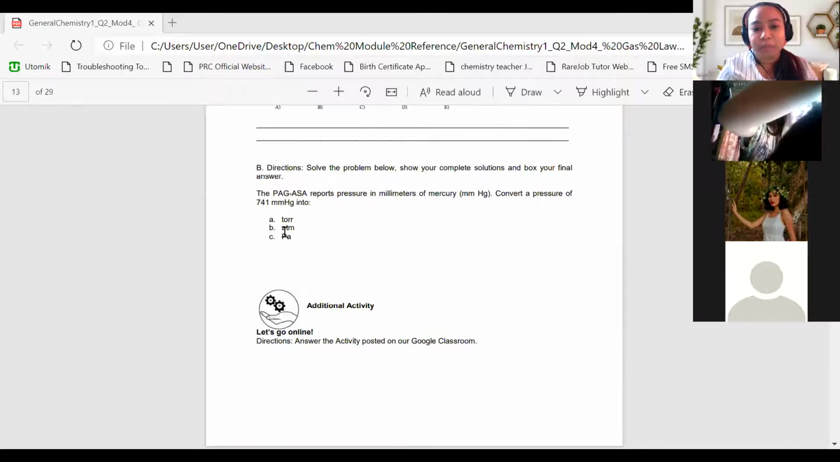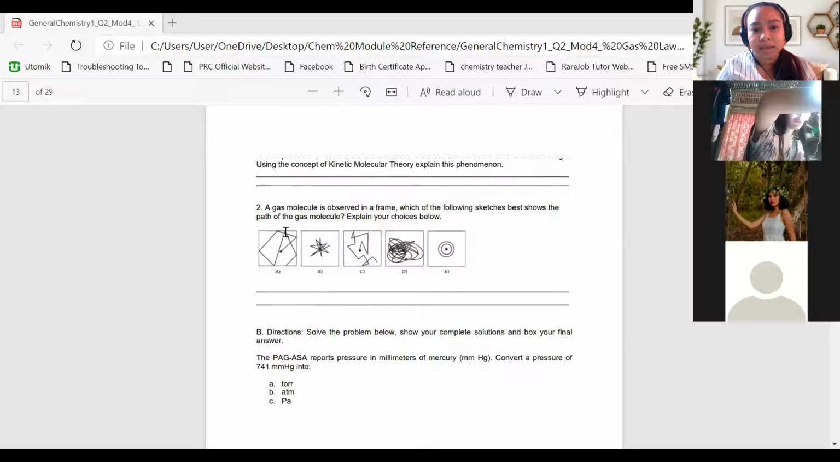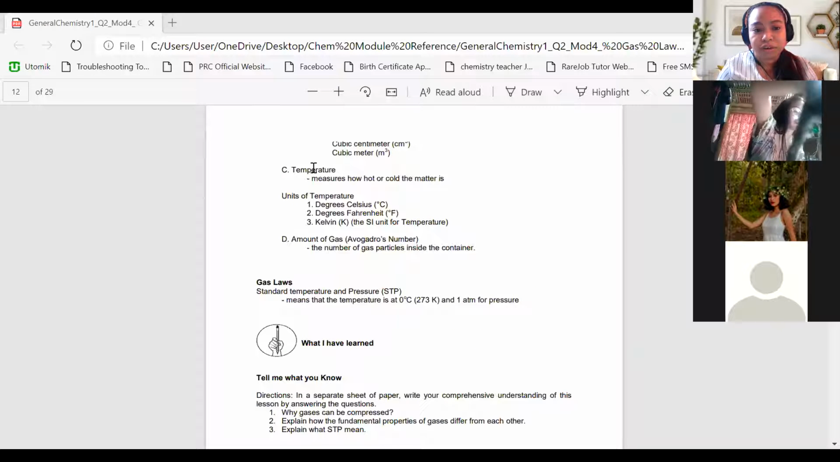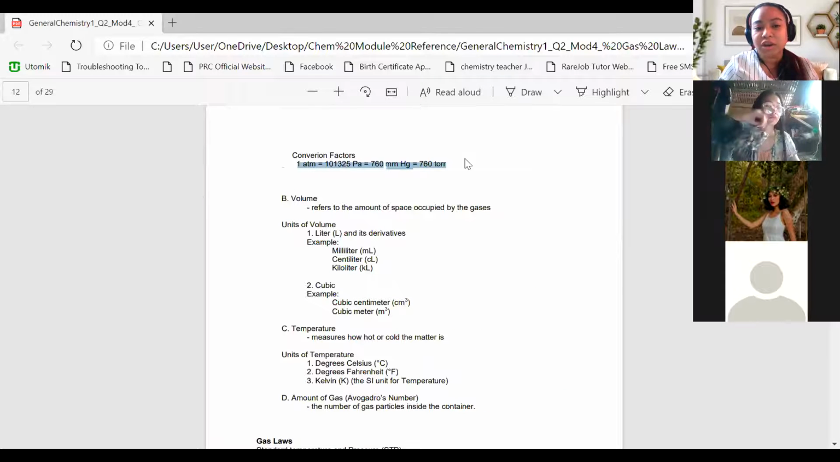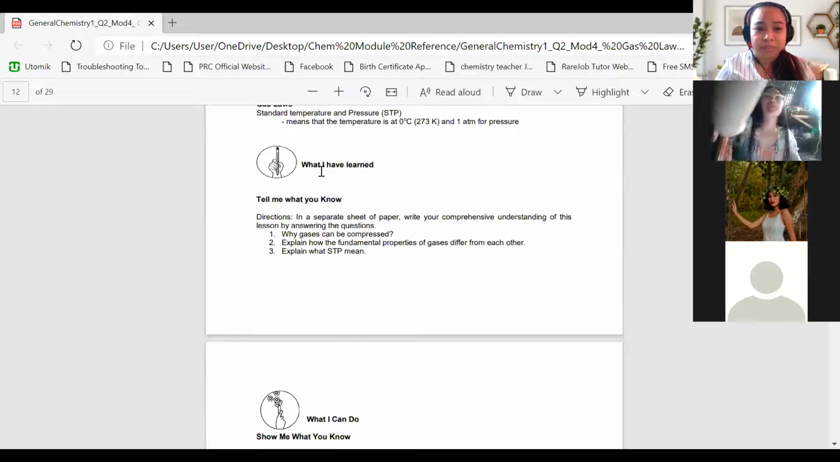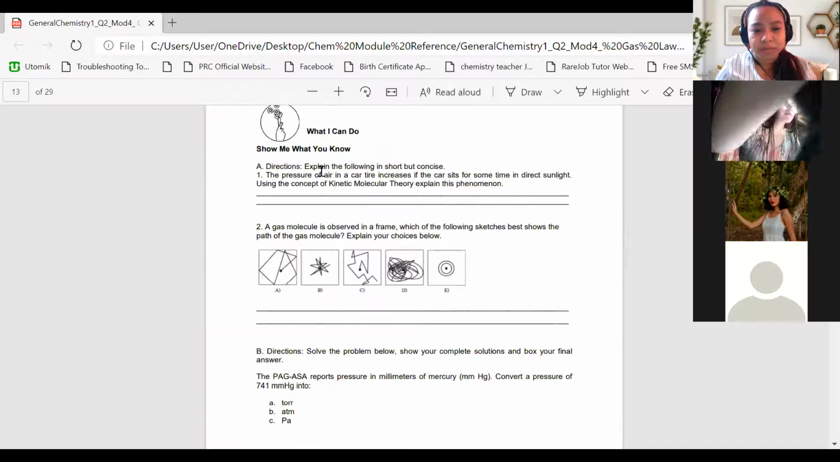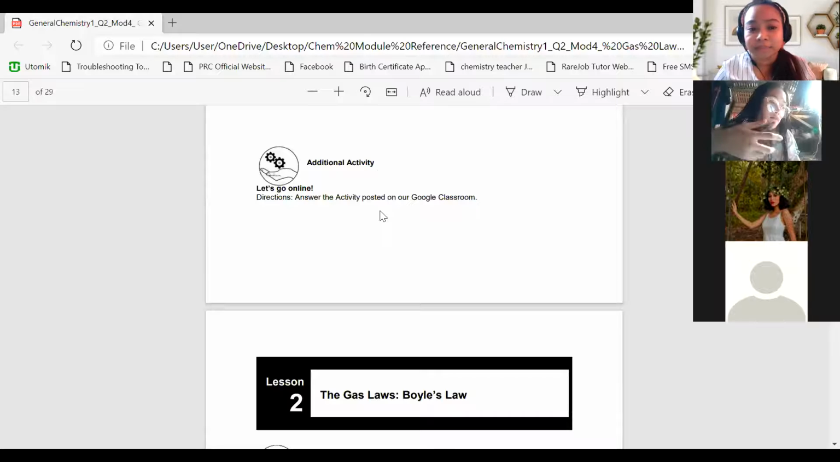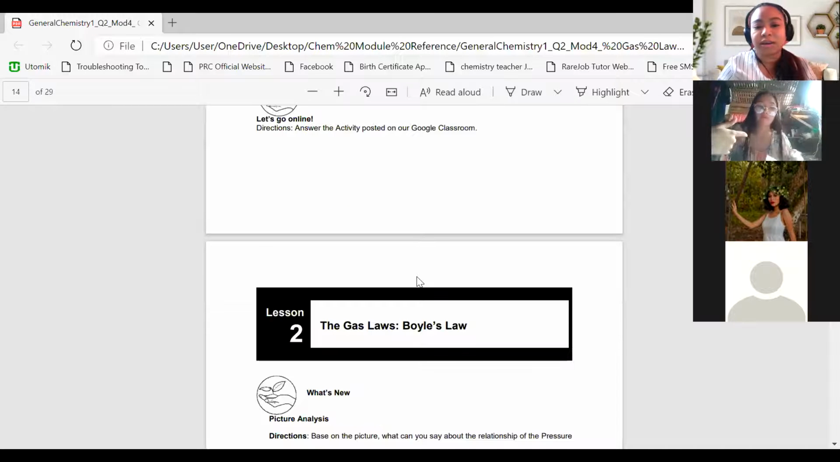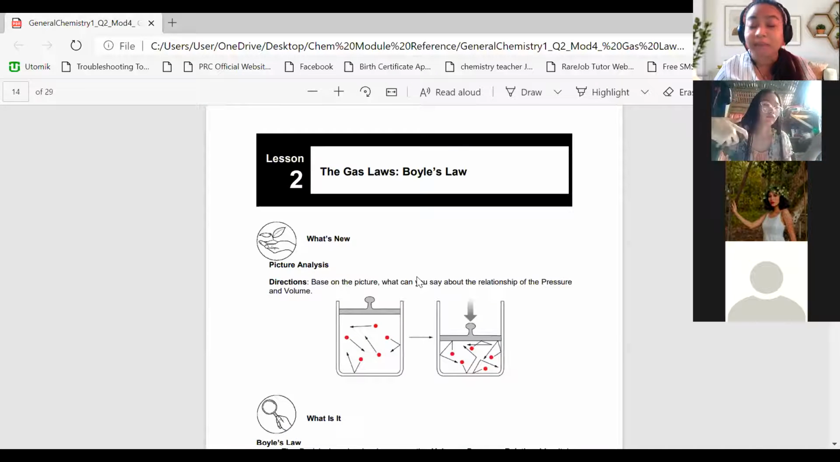Then you have to solve the problem using this conversion factor. We use pressure here, so solve that first. Then additional activity will be online. So I will give an activity online. Okay, let's go to lesson 2 because we have to have 2 lessons today.